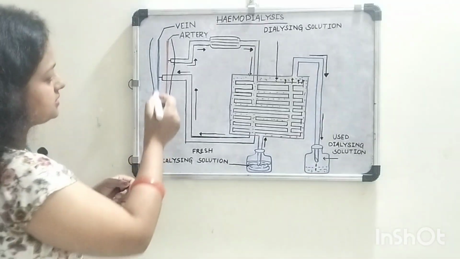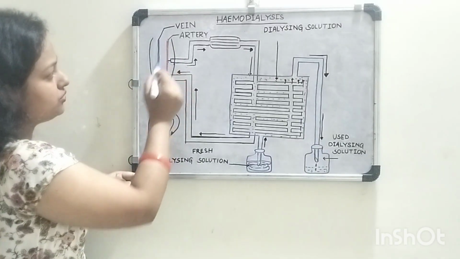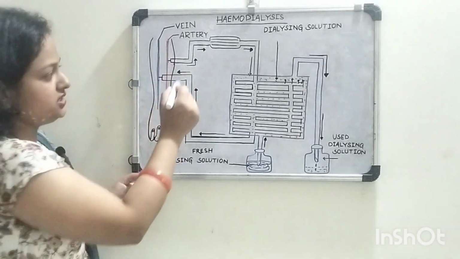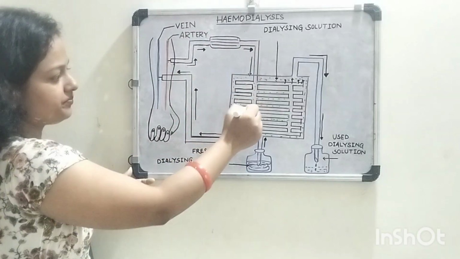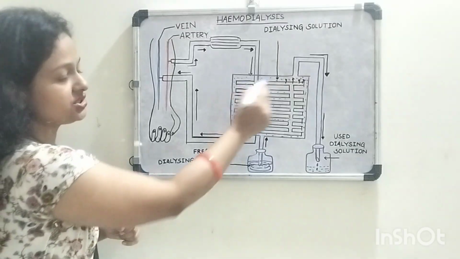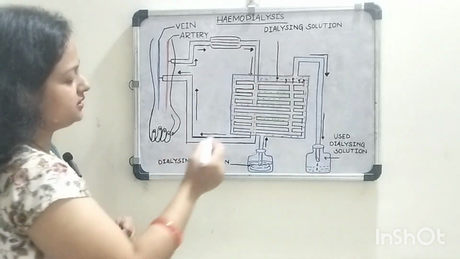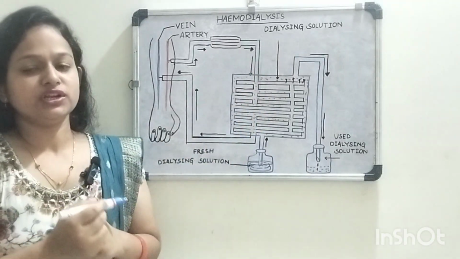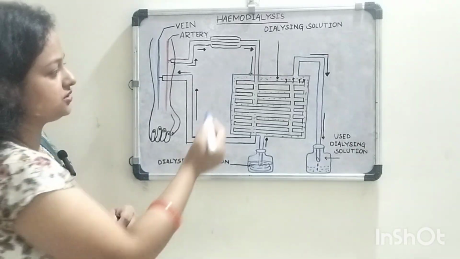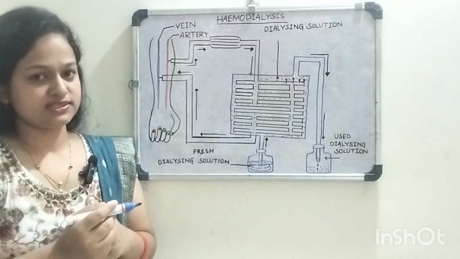Look, this is the artery and this is the vein. At first, the blood from the artery of the patient is taken into the dialyzing tank, which is filled with the dialyzing solution. After this, diffusion of the nitrogenous waste products into the dialyzing solution occurs, and the dialyzed blood contains only the proteins.